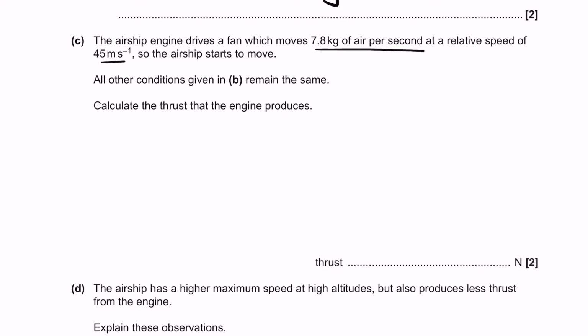So for a question like this, because I'm given the amount of air per second, I would think in terms of the units. If I want to get newtons, I know newtons is essentially kilograms meters per second squared. So I already have my kilograms per second, 7.8 kilograms per second. And if I just times this by 45 meters per second, I end up getting newtons. So 350 newtons of force is provided by the engine.